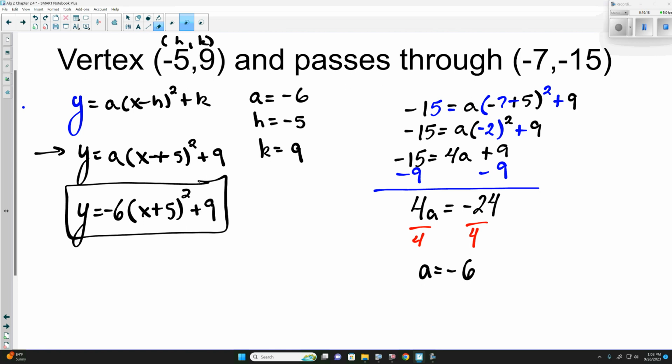Questions on this here? So again, with these, we're just finding the values of h and k, using our point to plug in to find a, and plugging it back in when we're done. Questions on this here? Are we ready for the next one?